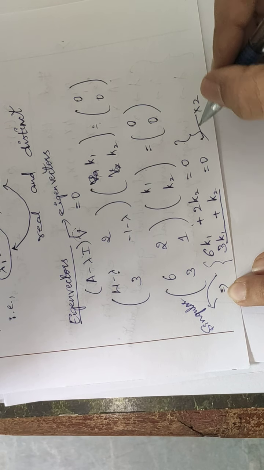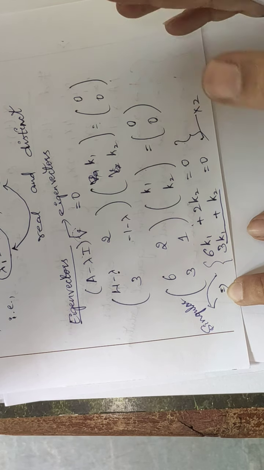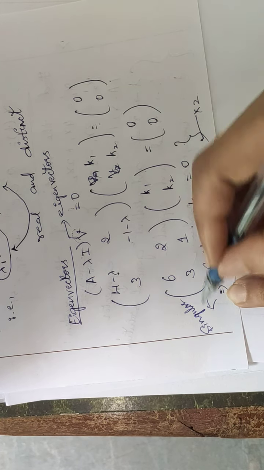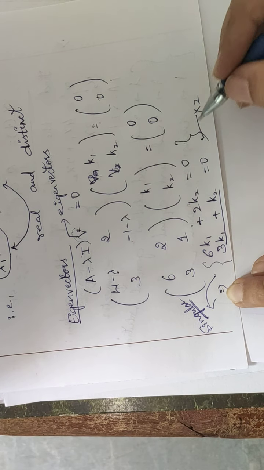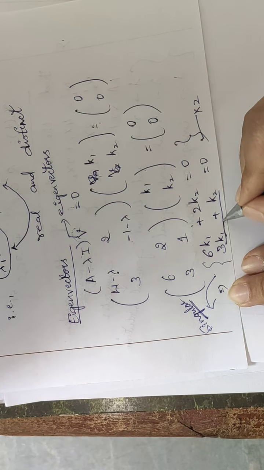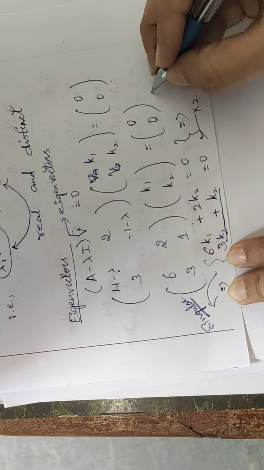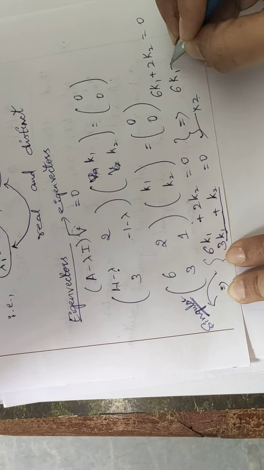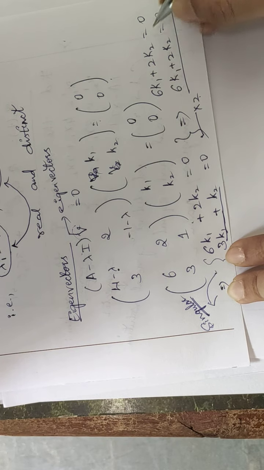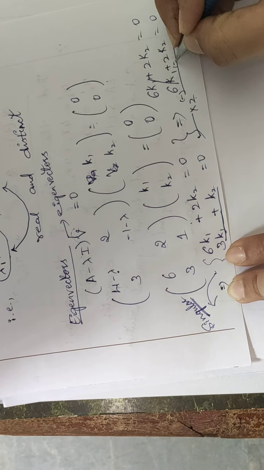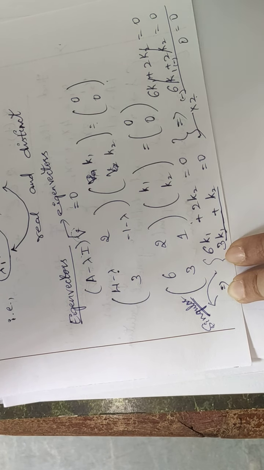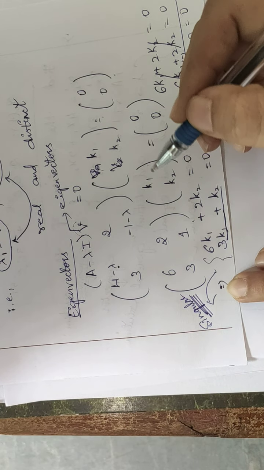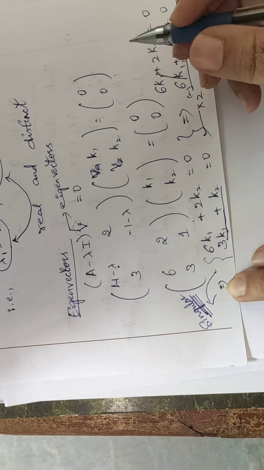If you multiply and cancel one of the parts, you can find one unknown, but otherwise we call such an equation singular. Observe carefully here: if we multiply this equation by 2, what will happen? 6K1 plus 2K2 is equal to 0. Again I will get 6K1 plus 2K2 is equal to 0. If we subtract the equations, this cancels and this cancels. I will get 0 is equal to 0, right? So that means the system is singular, or you can say that it has infinitely many solutions.